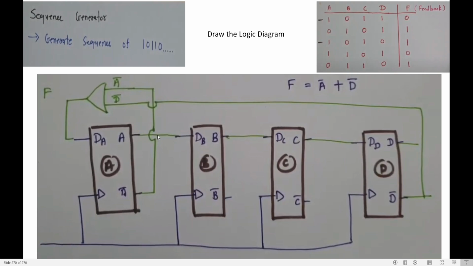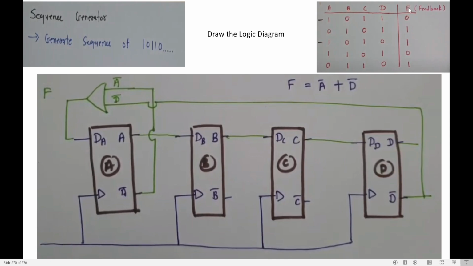A is connected as an input of B. A bits are shifted to B. B bits are shifted to C. C bits are shifted to D. D bits are shifted to feedback. So A bits are shifted to B, right? So A output is given as the input of B flip-flop. B output is given as the input of C flip-flop. C output is given as the input of D flip-flop. D output, can you see, is given as the input of the feedback gate.